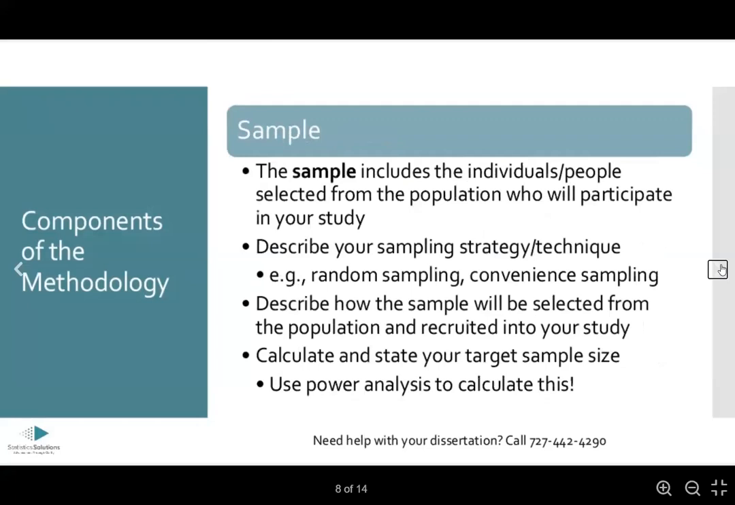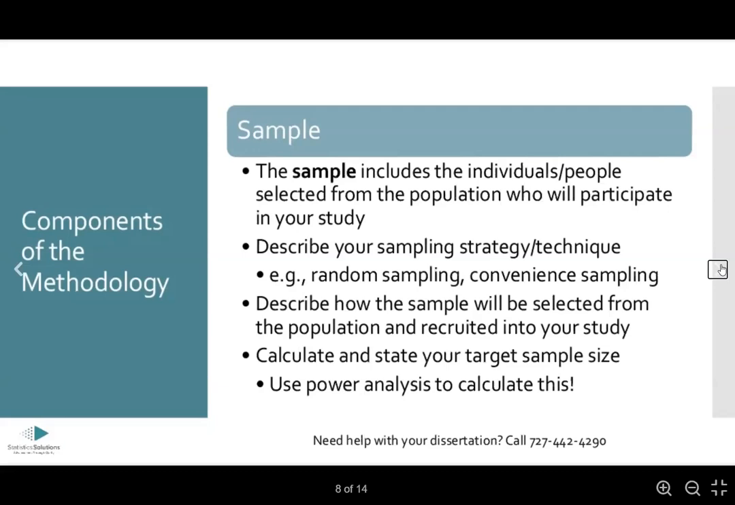And then for the sample, you will basically do the same thing. So the sample includes the individuals or people that you've selected to participate in your study. So again, it's going to be that smaller group out of the population. You will want to here describe your sampling strategy or technique. So in these studies, random sampling is typically the gold standard. In some instances, you might use convenience sampling, whichever is most appropriate for your study. You'll just want to identify what that technique was and how you did it.